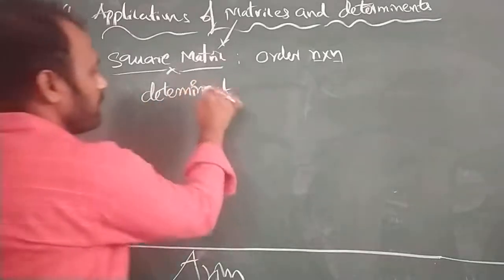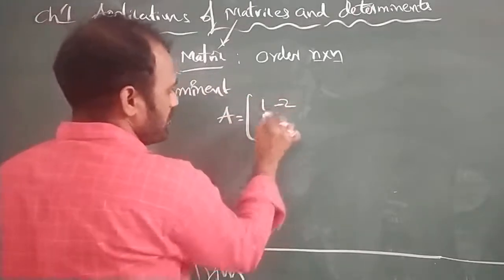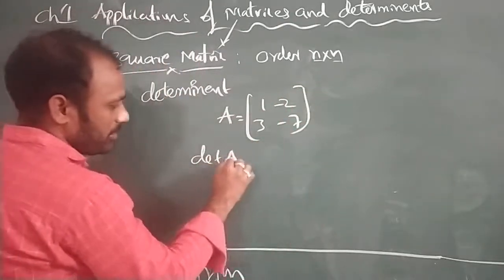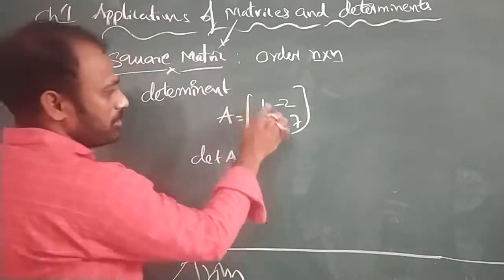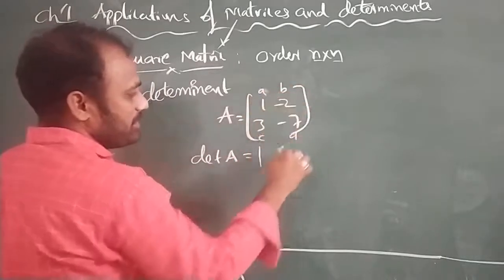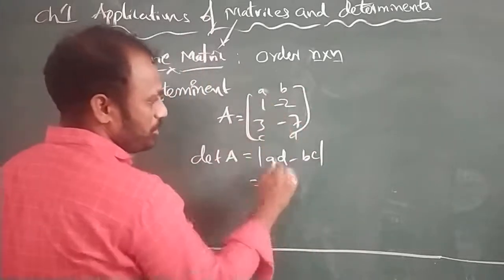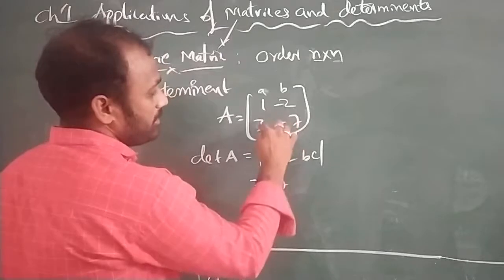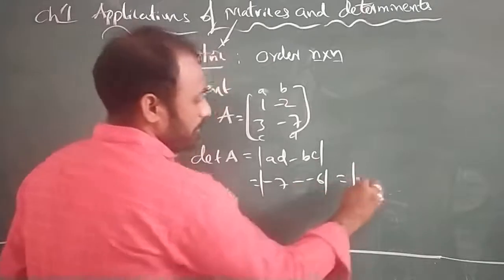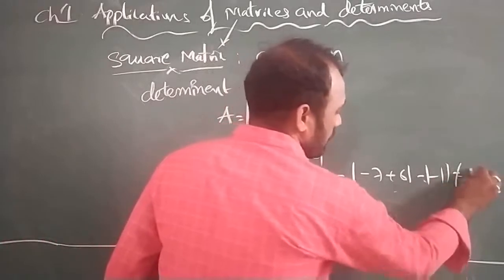So what is the meaning of determinant? Let us discuss. First, let us take a matrix A: 1, 2, minus 2, 3, minus 7. If I am asked to find the determinant of A, it is the modulus of the matrix with entries a, b, c, d. The formula will be ad minus bc. So a into d is minus 7, and minus b into c is minus 6. So modulus of minus 7 plus 6. The answer is modulus of 1, which is not equal to 0.